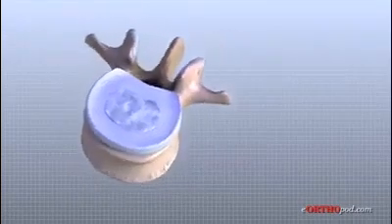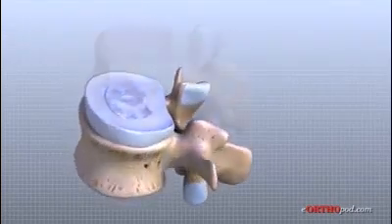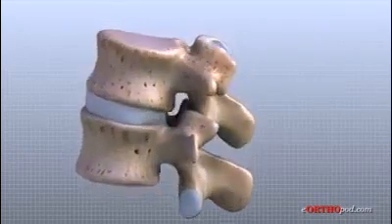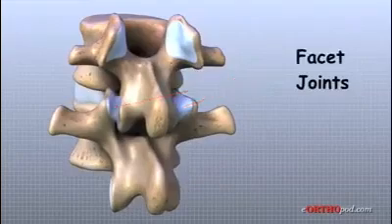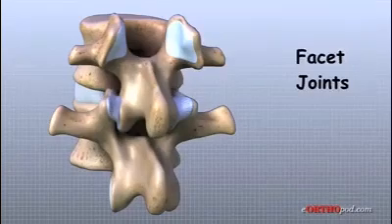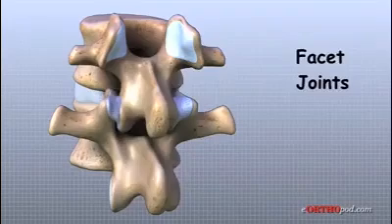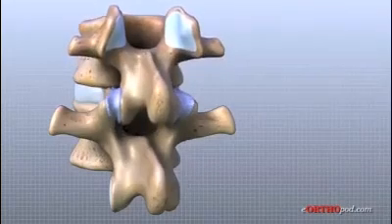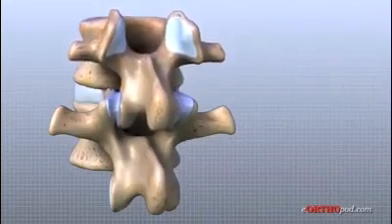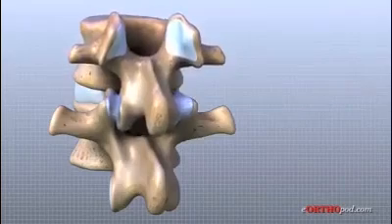Between the vertebrae of each spinal segment are two facet joints. The facet joints are located on the back of the spinal column. There are two facet joints between each pair of vertebrae, one on each side of the spine. A facet joint is a small bony knob that sticks out from the vertebral body at the back of the lumbar spine. Where these knobs meet, they form a synovial joint that connects the two vertebrae. The facet joints of the lumbar spine move together in a sliding motion as you bend forward and backward.